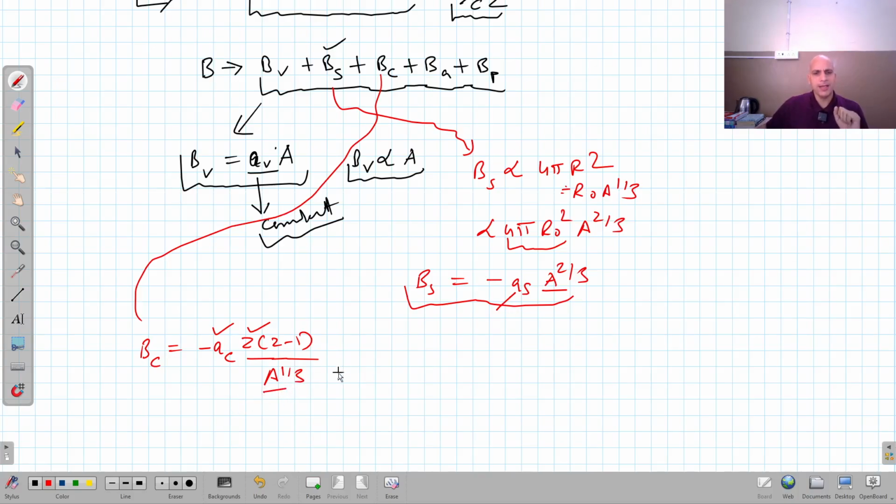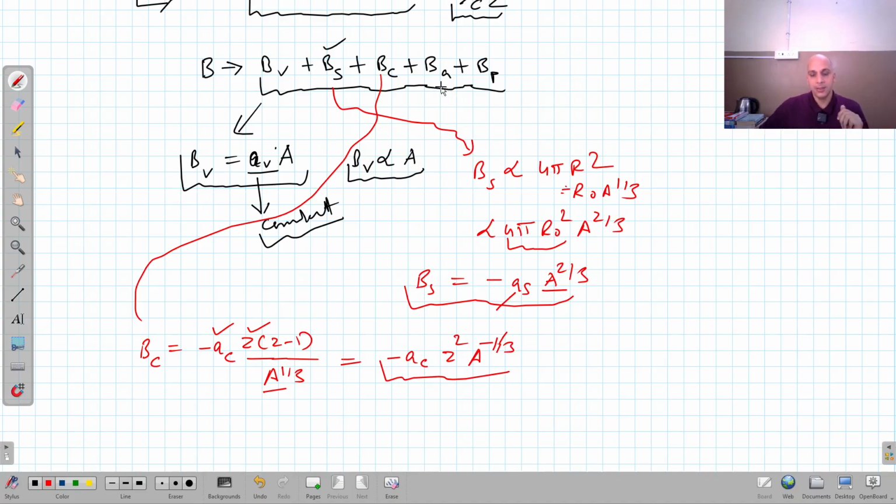Sometimes we take Z minus 1 as Z, so I can write it as minus a_C Z squared A to the power minus 1/3. So this is the Coulomb energy term. Again it is negative, because when protons repel each other, they are again reducing the stability of the nucleus.